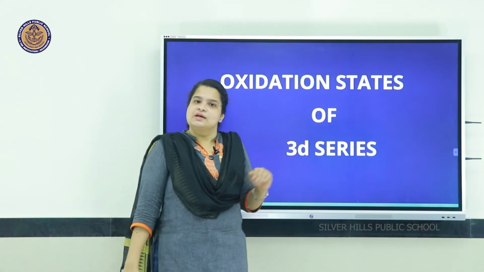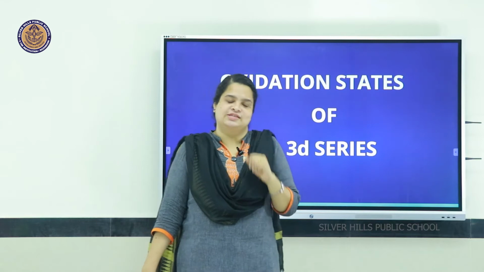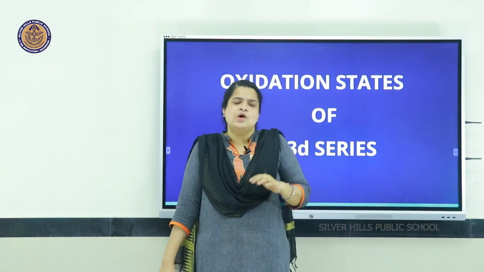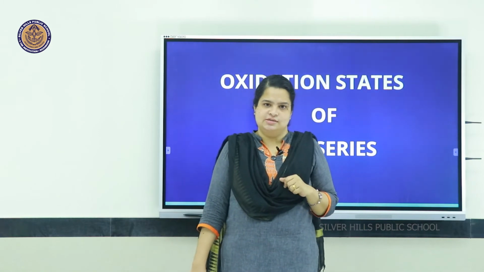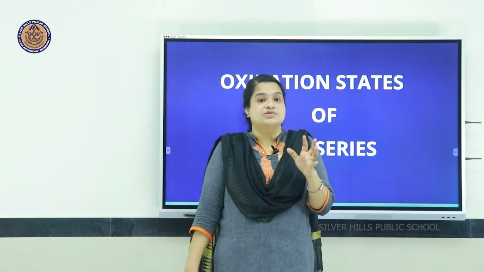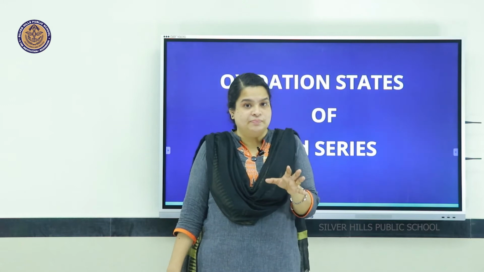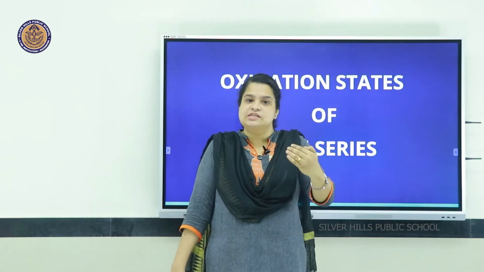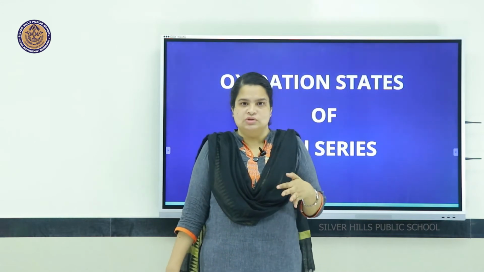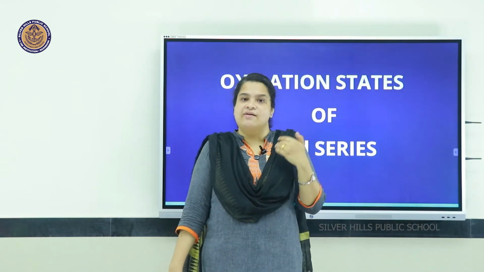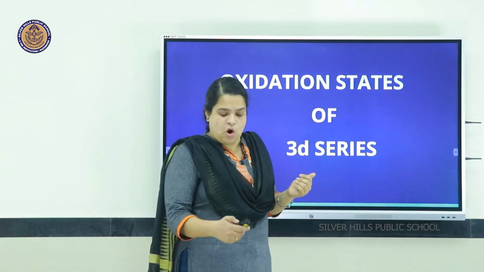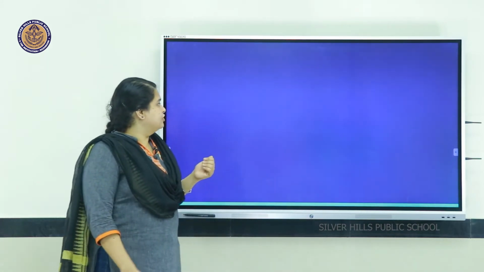Next topic is oxidation state of the 3d series. We have discussed now the ionization enthalpy. Now we are moving on to the oxidation state. Here also we are considering the oxidation state from the electronic configuration, because they have the ability to lose electrons. All are metals generally, so they have a tendency to lose electrons. So I'll just show you which are the possible oxidation states in the 3d series.